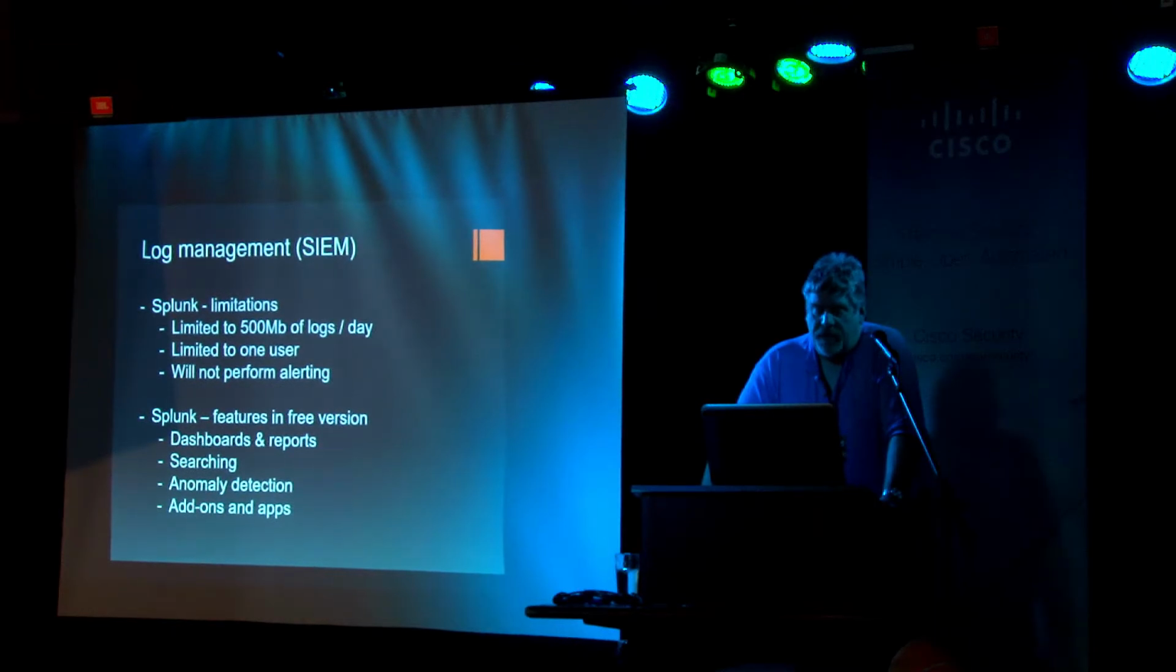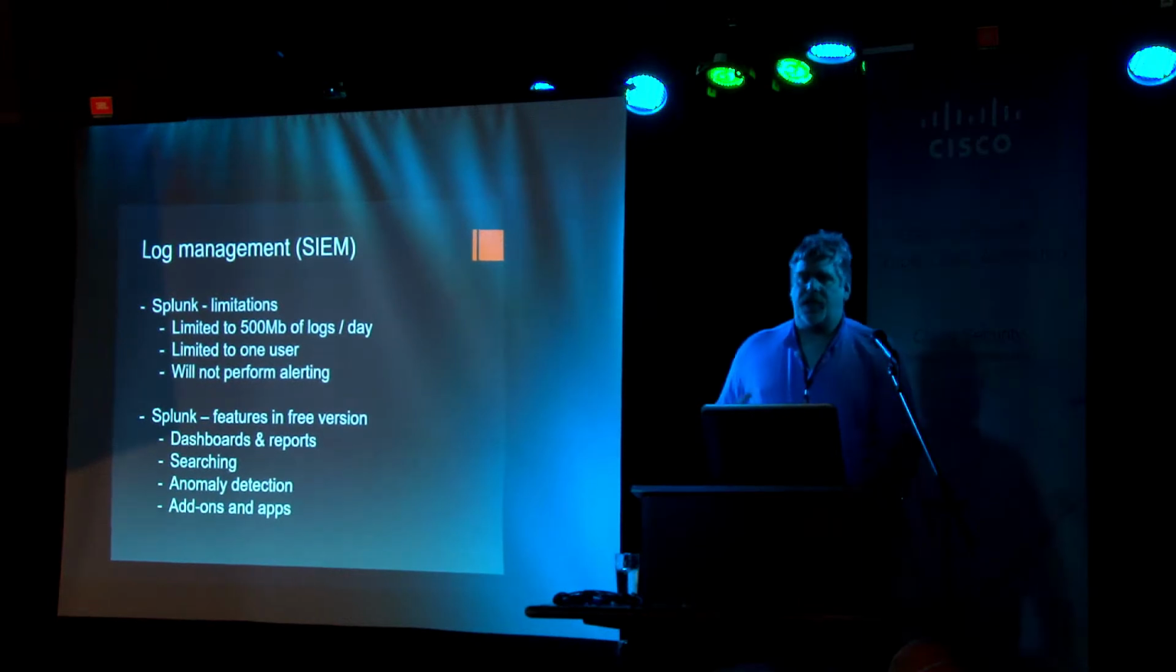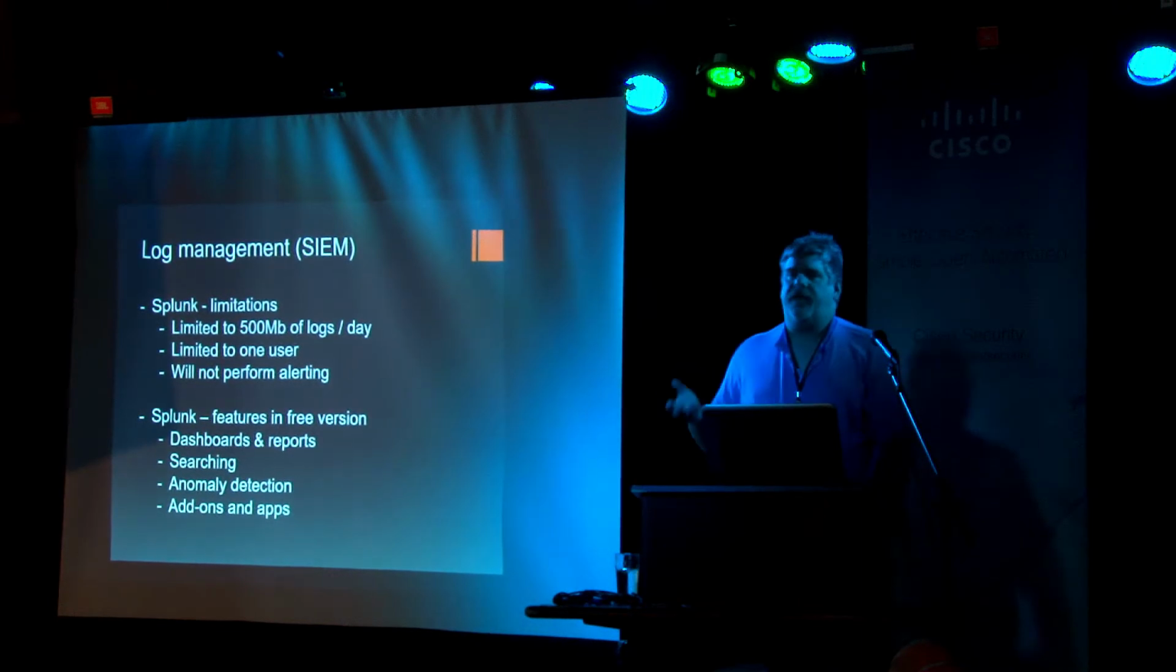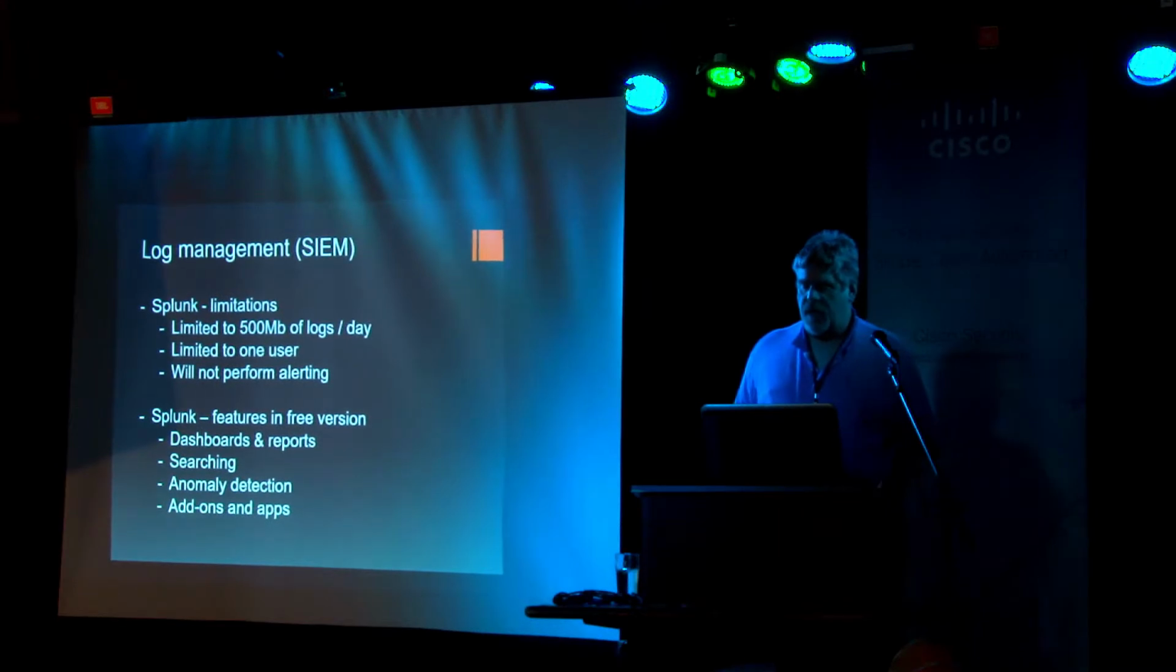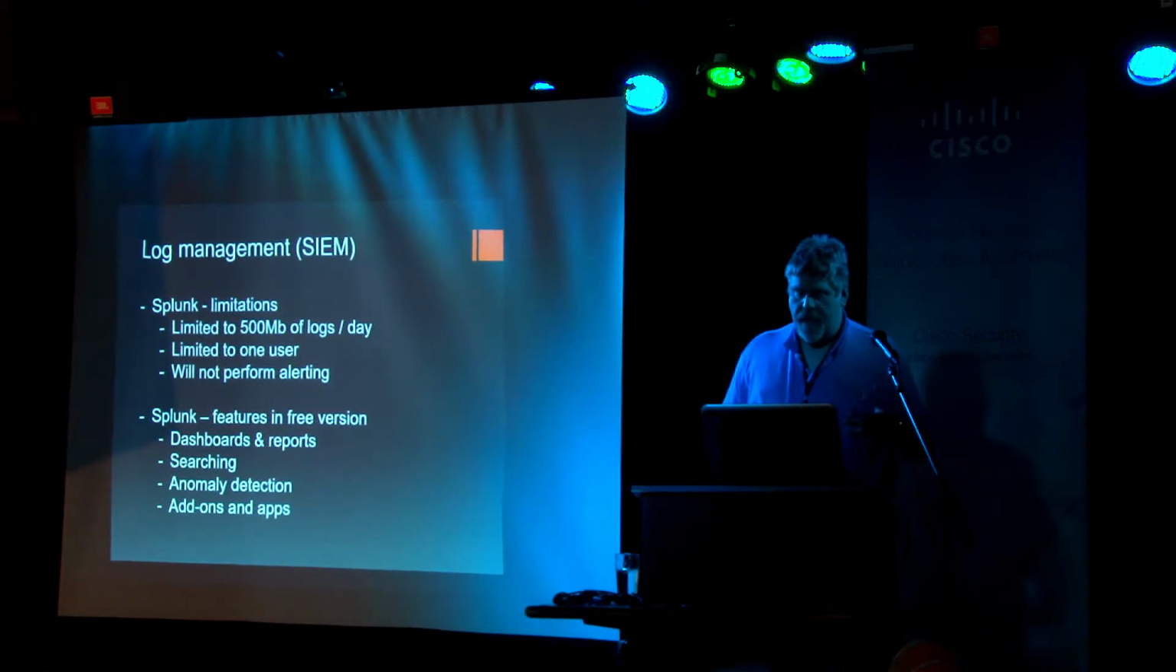Limitations: 500 megabytes of logs per day. In my Raspberry Pi network, that's plenty. Limited to one user. So Splunk has different user types that you can set up, so different people get different kinds of reports and all that kind of stuff. That's great. In the free version, you can only set up one admin user. You can't piddle around with different user types. And it will not perform alerting. It will do dashboards, reports, it'll do searching, anomaly detection, and you can use all of the add-ons that people have built for commercial Splunk in Splunk Free, Splunk Lite. So, good solution.